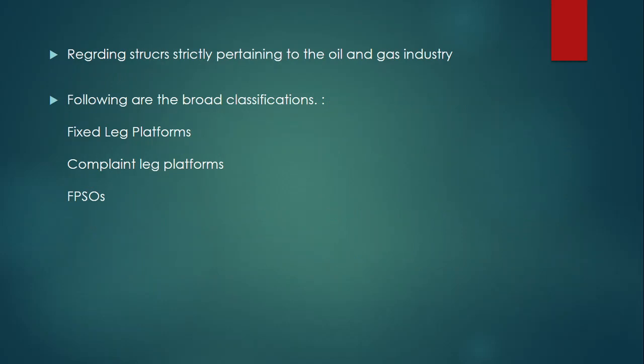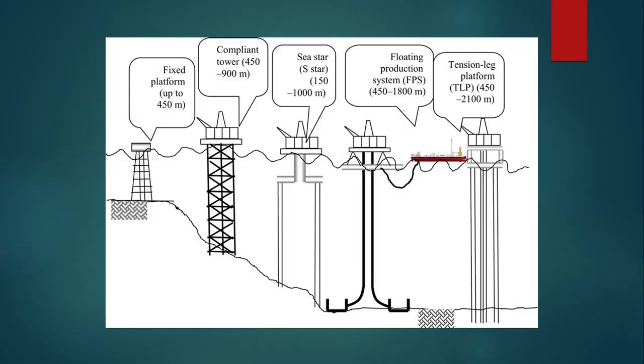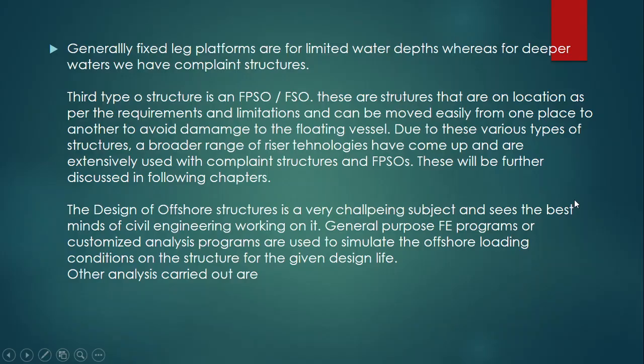So let's see now what type of structures there are in the oil and gas industry. We have fixed leg platforms, compliant leg platforms, and FPSOs. This picture shows you a brief description of the types of structures we use for the oil and gas industry. Firstly, there is the fixed leg platform, compliant towers are there, and then you have the FPSO and tension leg platform.